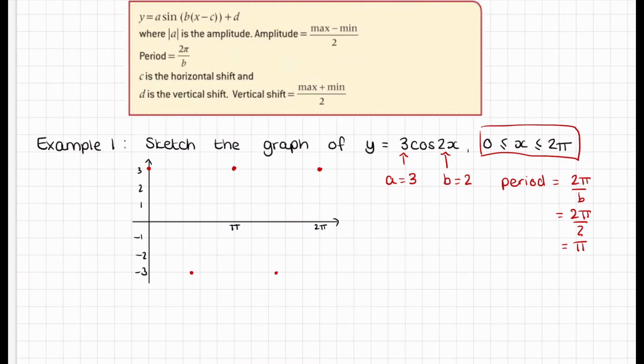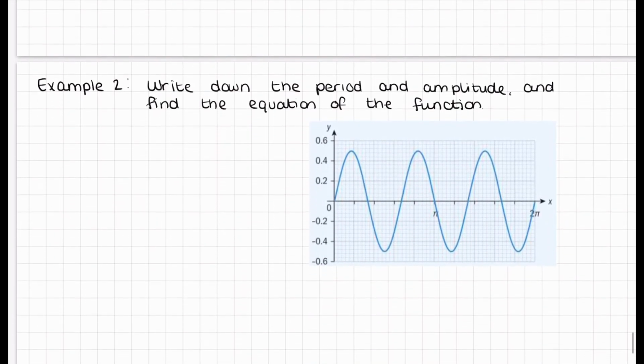Then once we've got that information, we can then sketch the curve. So remember, a sketch doesn't have to be perfect, it just has to be roughly correct. So as long as your minimums are roughly correct, you're on with the right start, and depending on the other information, there may be other points you need to identify. And that's it. Example 2, write down the period and amplitude and find the equation of this function.